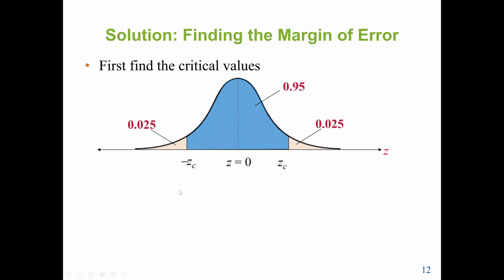We already know the mean. We calculated the mean before. We had all the sample values for the sentences, then we divided by 50, which is the size of the sample. So here we have negative zc and positive zc, and the middle is always z equal to 0.